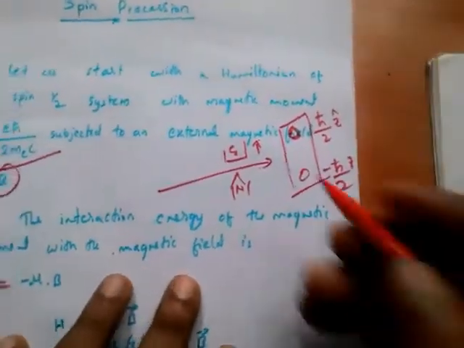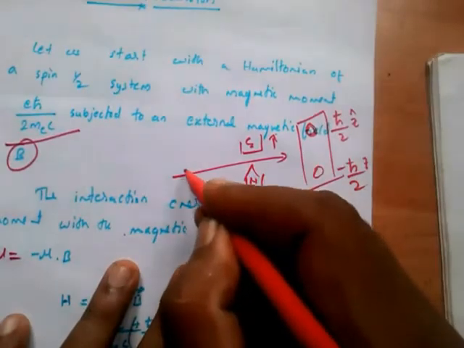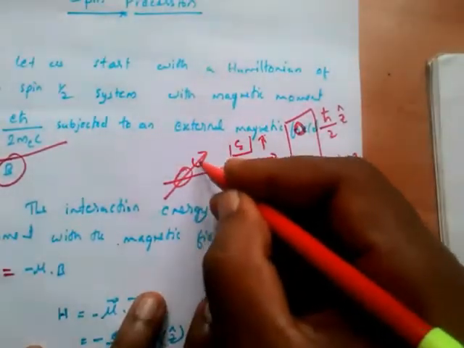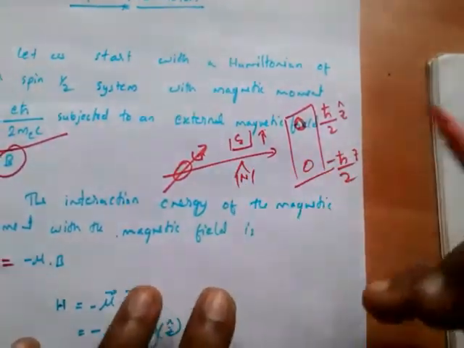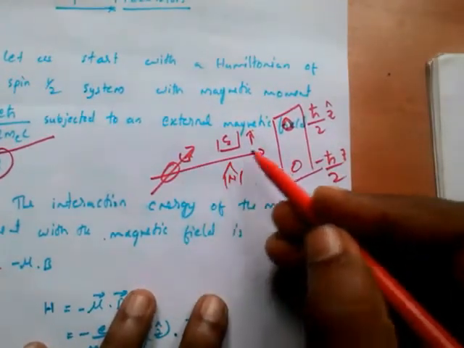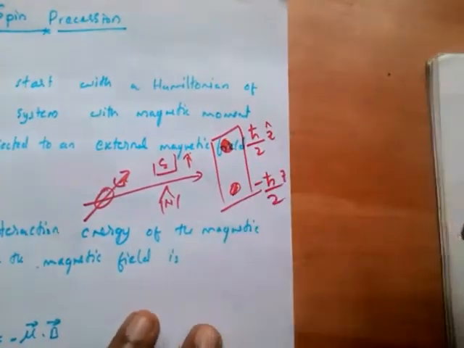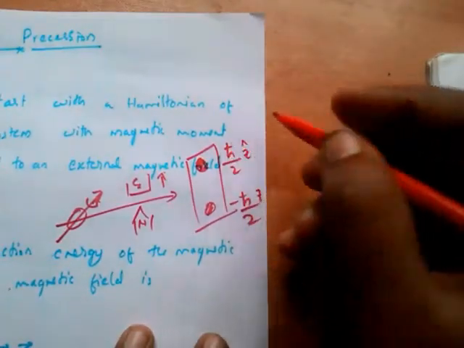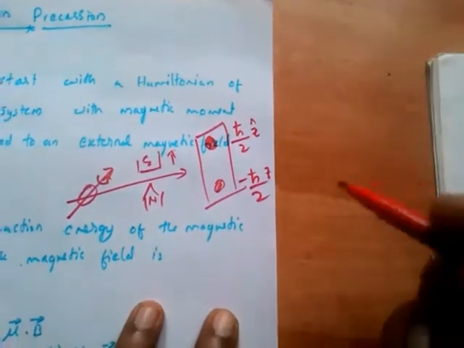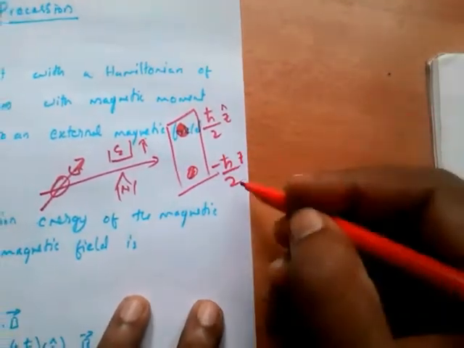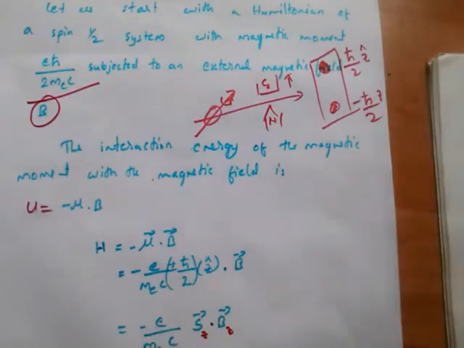I hope you remember our Stern-Gerlach experiment. One silver atom, whose spin orientation we don't know, is subjected to a magnetic field and moves in one direction, and it makes two spots on a screen. We got the magnitude of angular momentum as h cross over 2, and the direction of that angular momentum as plus z direction and minus z direction.